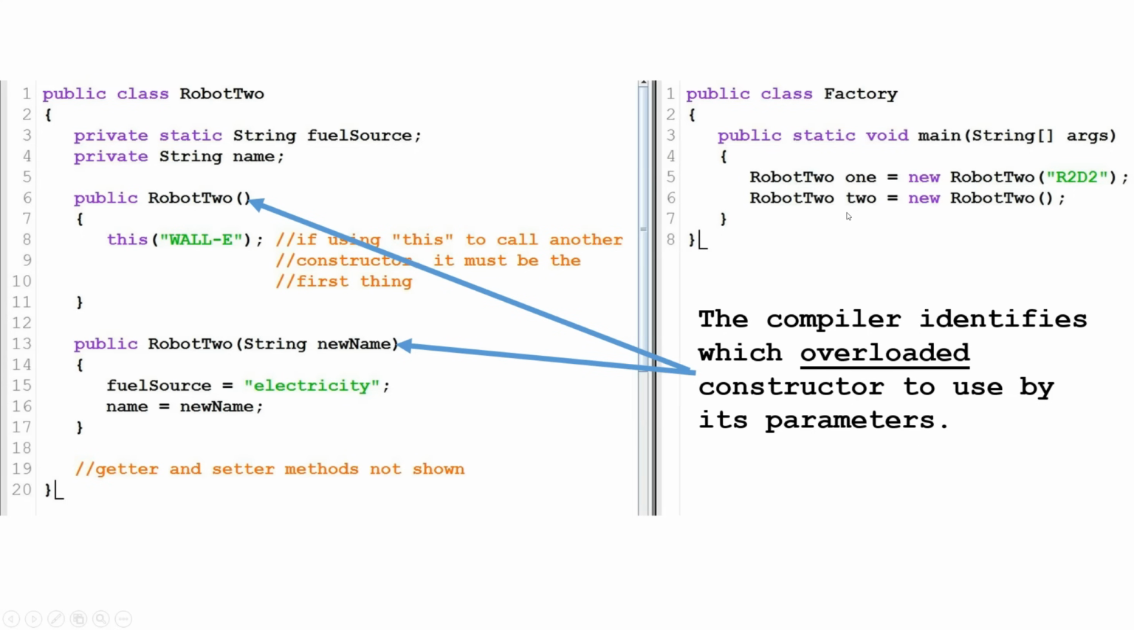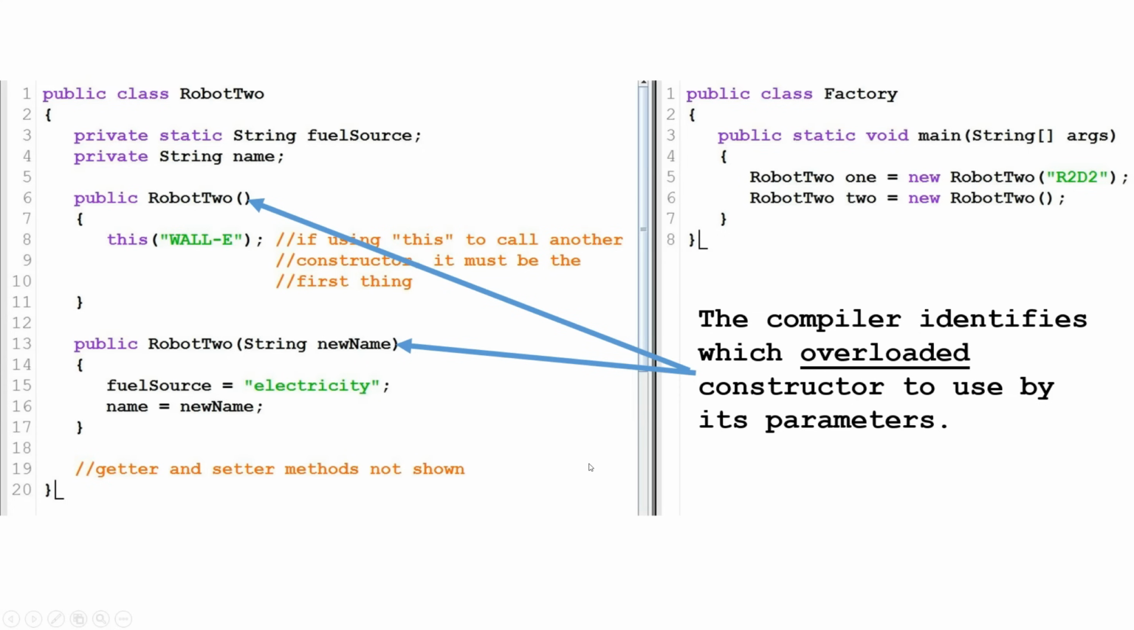Now let's look at this second one. We've got a variable named r2 of type Robot2. We make a new instance of Robot2, but we have no arguments here, so it's going to go to the constructor with no parameters. Now this is an example of using the this command. And what that does is, in this situation, this is going to call another constructor. So it's looking for a constructor that has one string parameter. So it goes to this one. It passes the string wall-e, so it'll set fuelSource equal to electricity, and it'll set name equal to newName, which happened to equal wall-e in this case.